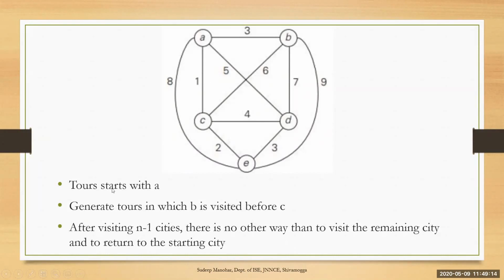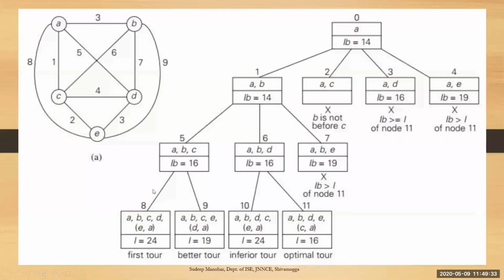If the starting vertex is not given, then we consider the lowest numbered vertex as the starting vertex. If it is given, if the problem says you have to start from vertex D, then you have to consider from D. Okay, so now we'll see how to solve this.